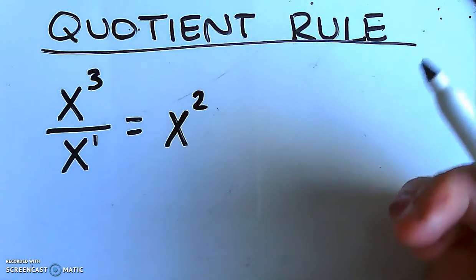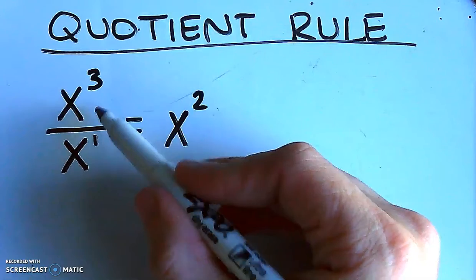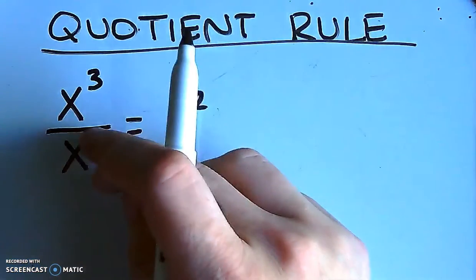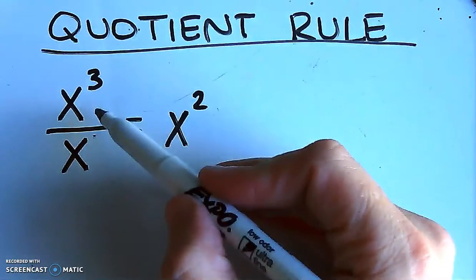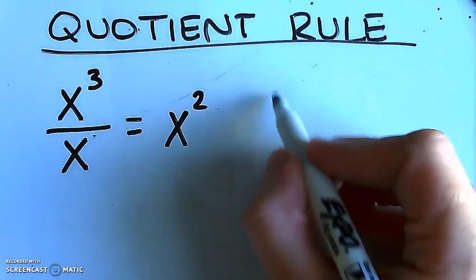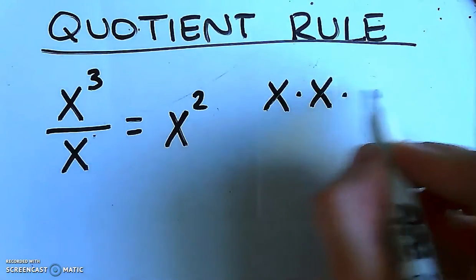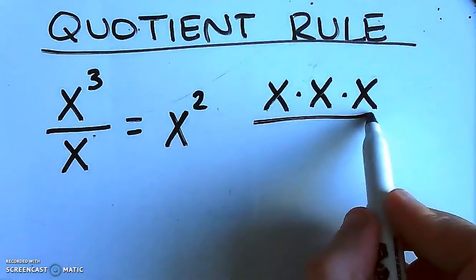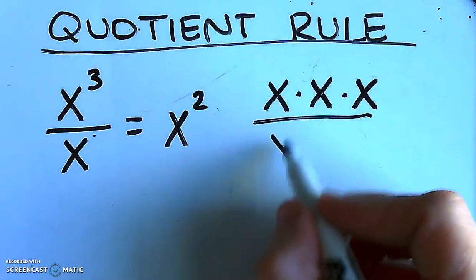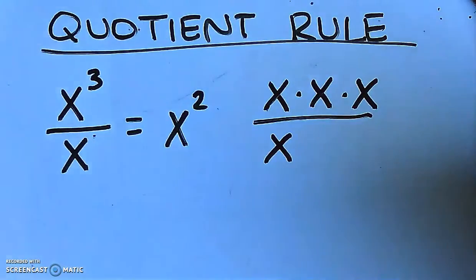Now another way to show this is to write the original problem in expanded form. When I'm seeing x to the third in my numerator, that's the same thing as x times x times x. My denominator then has just one x, and so this is the way that would look in expanded form.